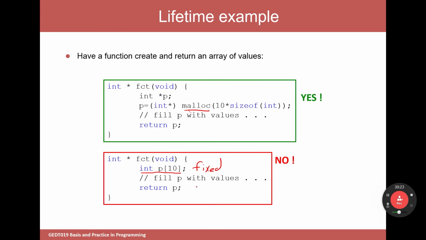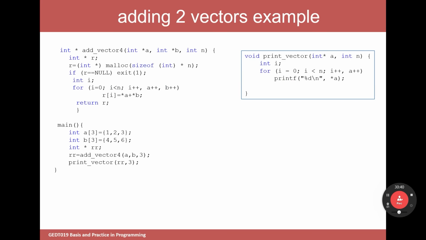A fixed array is a bad idea, especially if you don't know the size of the array, if you don't know how much data the user will insert inside it. Does the user need 10 elements? Does the user need 1000 elements? The good way is to use malloc, which is dynamic memory allocation. So this is very important for allocating.